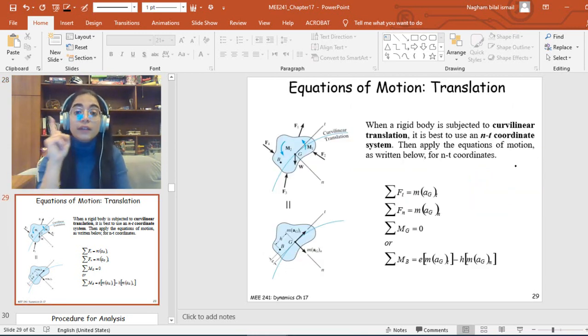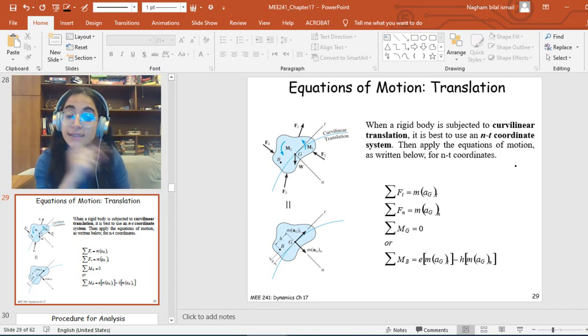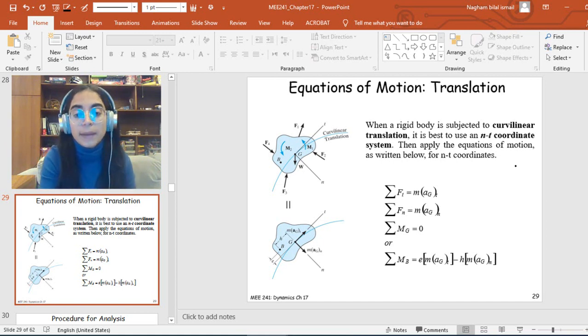Now, guys, if you have a curvilinear translation, remember that in curvilinear translation, I have two directions, the normal direction and the tangential direction. This is not a rotational motion. This is a translational motion in a curvilinear direction, not in a rectilinear direction. So in this case, you can also use the tangential and normal directions, and we can state that the sum of forces in the tangential direction is equal to m a_Gt, and the sum of forces in the normal direction will be equal to m a_Gn, and then the sum of moments around G is equal to 0, because, as I know, there is no rotation in this type of motion.